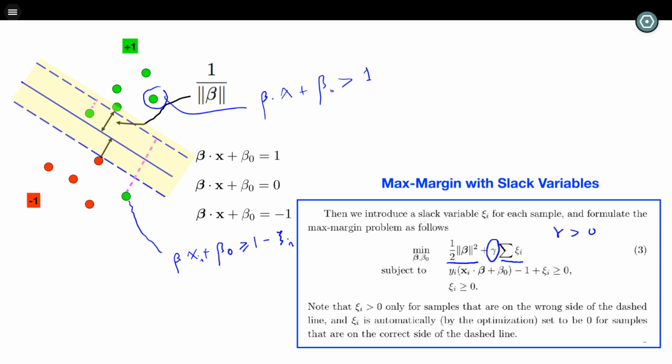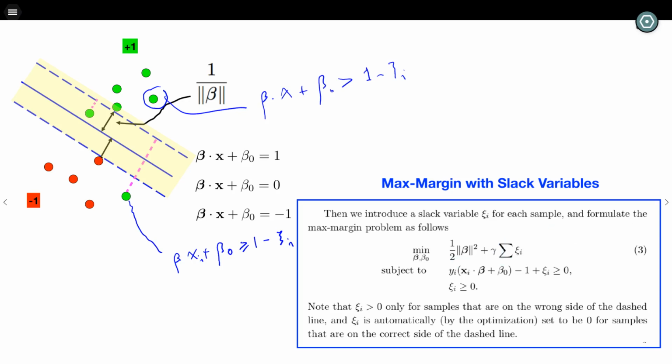And for points like here, you don't need psi. You could add a psi i here, but the psi will be 0 because you want to eventually minimize the sum of the psi. So automatically, if you're on the correct side of the dashed line, those psi i's will be set to 0. Okay, so this is our objective function.